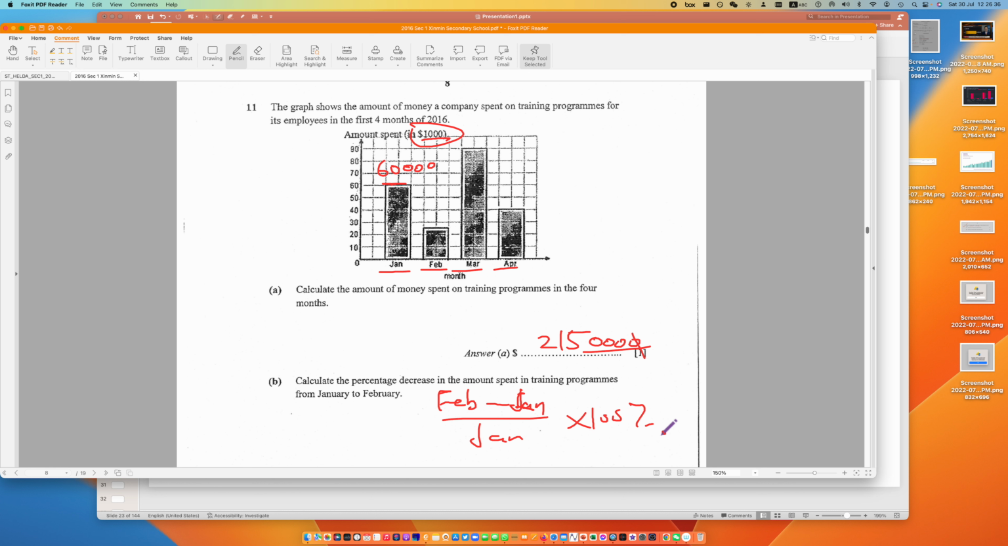Wrong. You need to use the formula. Feb minus the Jan over the Jan, then times the 100%. That's called final minus initial over initial. So basically you use the final minus initial divided by initial times the 100%. This is the formula to find percentage increase or decrease. If you use any other approach, you are wrong.